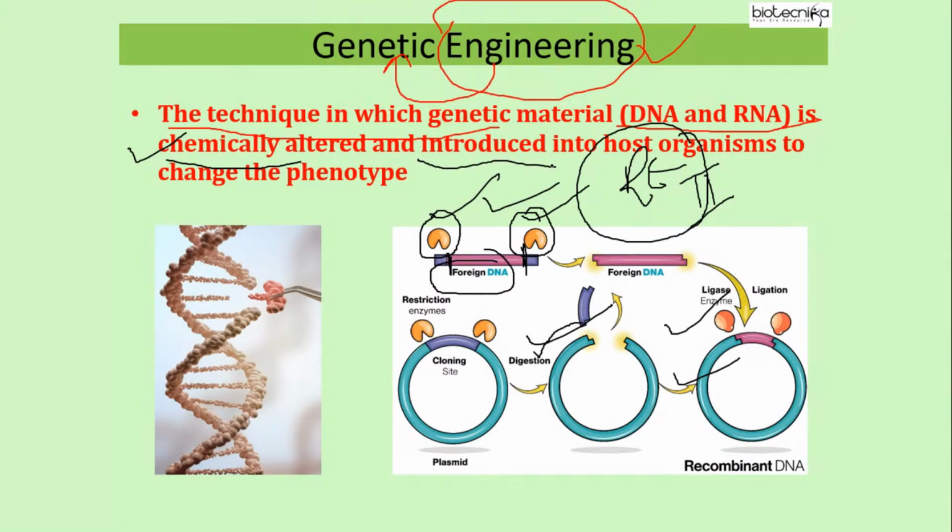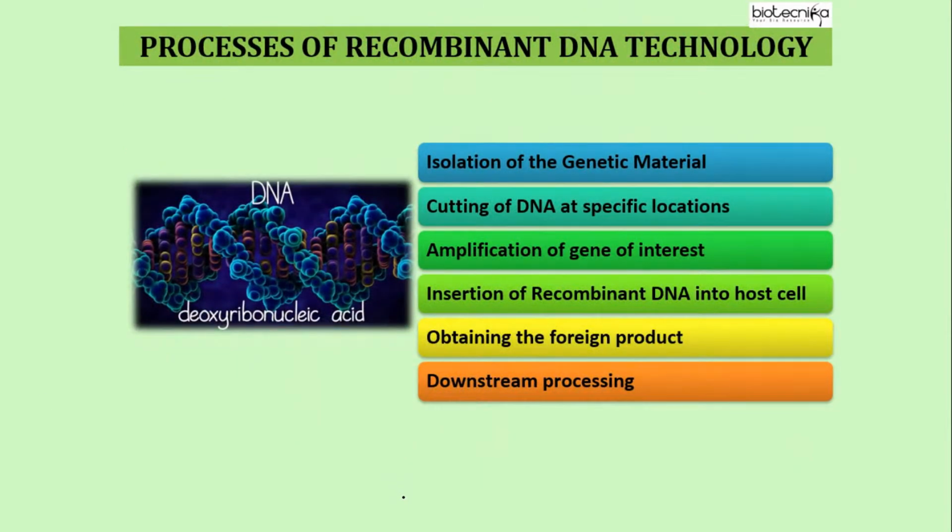That will be introduced into the host organism. It can be an insect, it can be E. coli, it can be anything, and that will change the phenotype. Why does it change the phenotype? Because we are using a particular gene of interest, and thereby the phenotype or physical appearance will change, because this gene will encode for some other proteins. Now we will look at the processes of RDT, that is recombinant DNA technology, or in short, we can also call it genetic engineering.